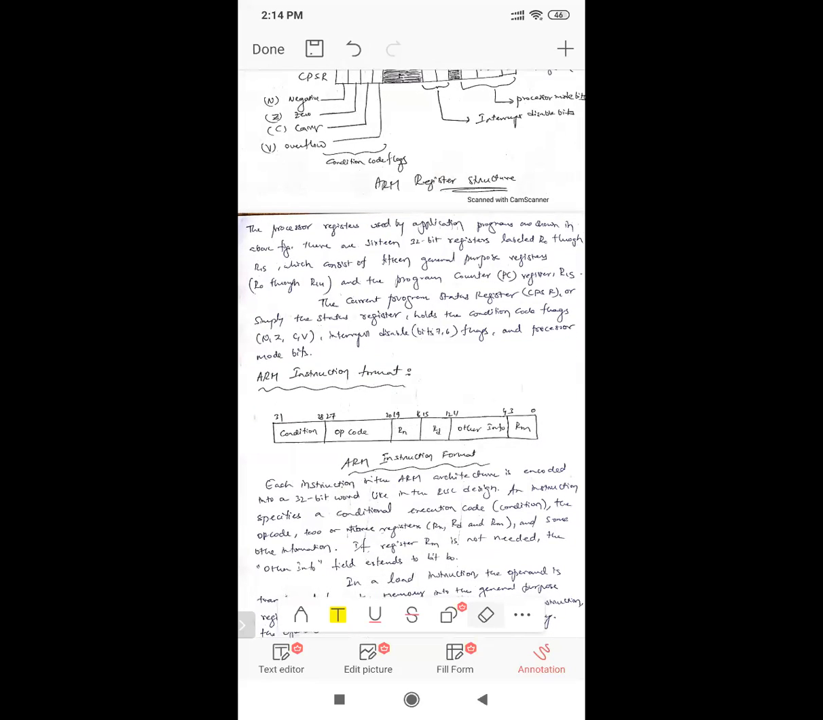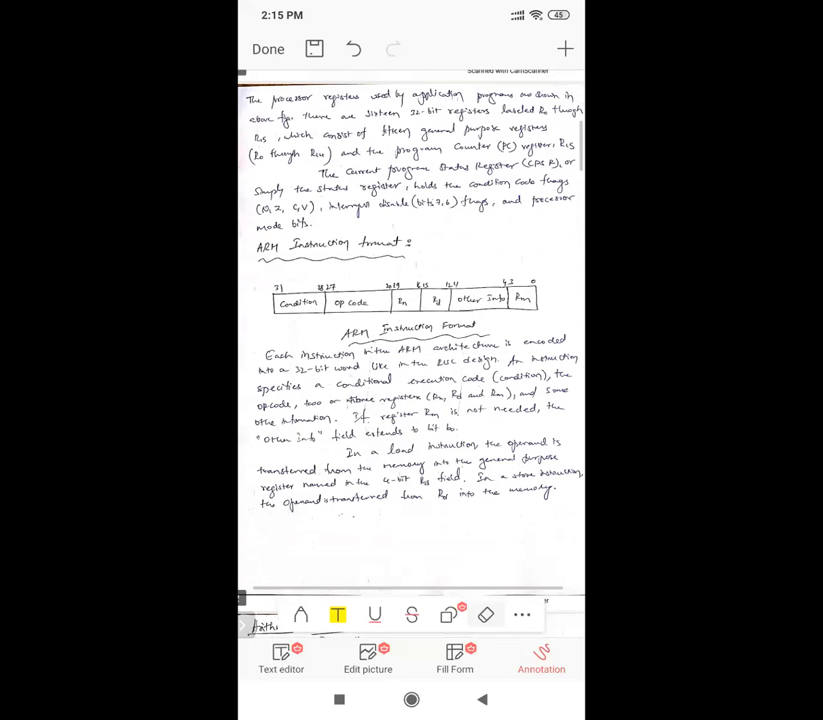The processor registers are shown in the above figure. There are 16 32-bit registers labeled R0 to R15, which consist of 15 general purpose registers, and the last one is the program counter. Similarly, in the CPSR register, the last 4 bits are used for condition flag bits, bits 6 and 7 are used for interrupt bits, and the last 5 bits are used for mode bits. ARM instruction format: the ARM processor contains 32-bit instructions.